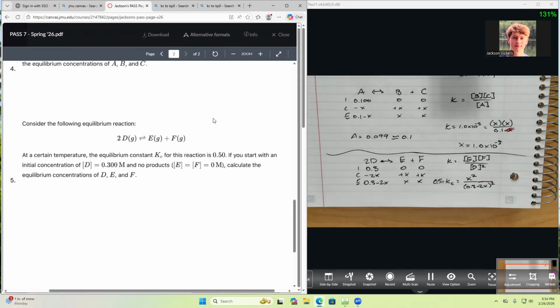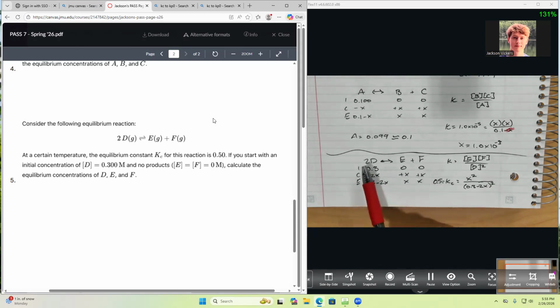All right, keep working on it if you got it, but I'll go over my process up here and finish it off with you guys. So here's how I set up my ice table again. We assume we're starting with no products here, and so we have to be subtracting from the reactant side, adding to the products.